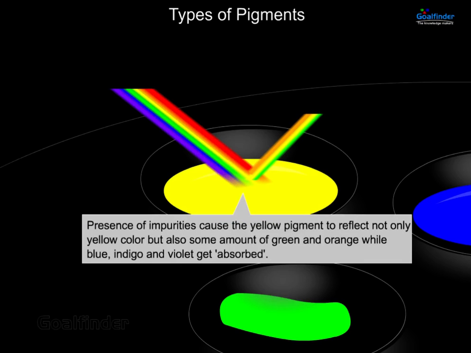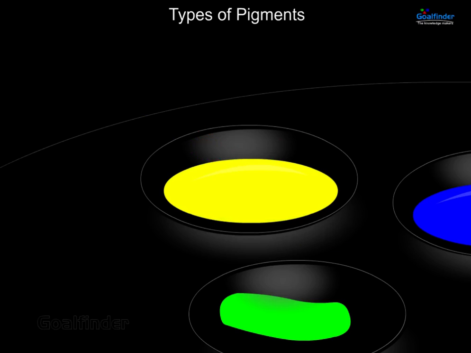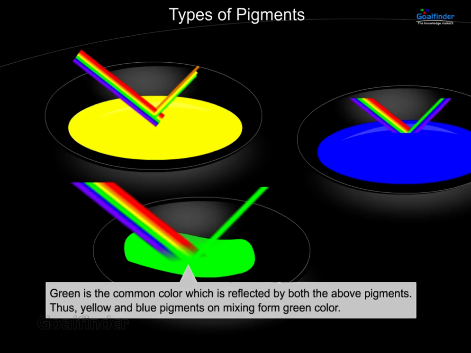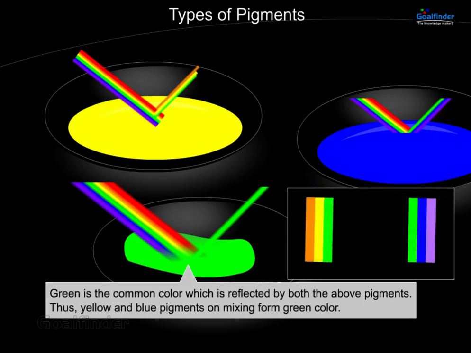Presence of impurities causes the yellow pigment to reflect not only yellow color but also some amount of green and orange, while blue, indigo and violet get absorbed. Green is the common color which is reflected by both the above pigments. Thus, yellow and blue pigments on mixing form green color.